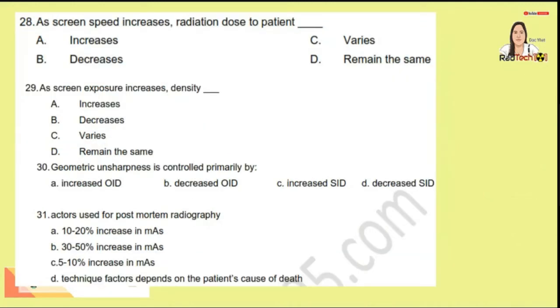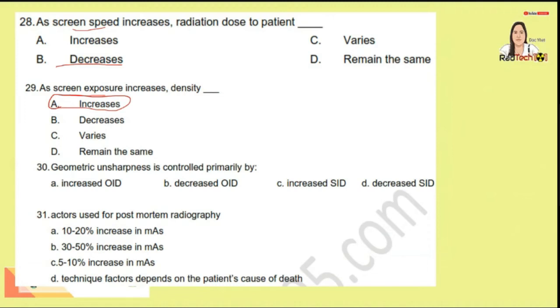Next, 28. As screen speed increases, radiation dose to patient decreases. Kasi kapag mabilis yung screen speed natin, yung exposure time natin is magiging shorter na lang. Therefore, shorter ang time na ma-expose ang patient. And also, we can use lower technique factors. Therefore, it will reduce patient dose. 29, as screen exposure increases, kapag matagal daw na-expose yung screen natin, meaning longer time, therefore, it will also increase the density. Kasi matagal mo siyang in-expose, magiging increase na din yung kanyang blackness.